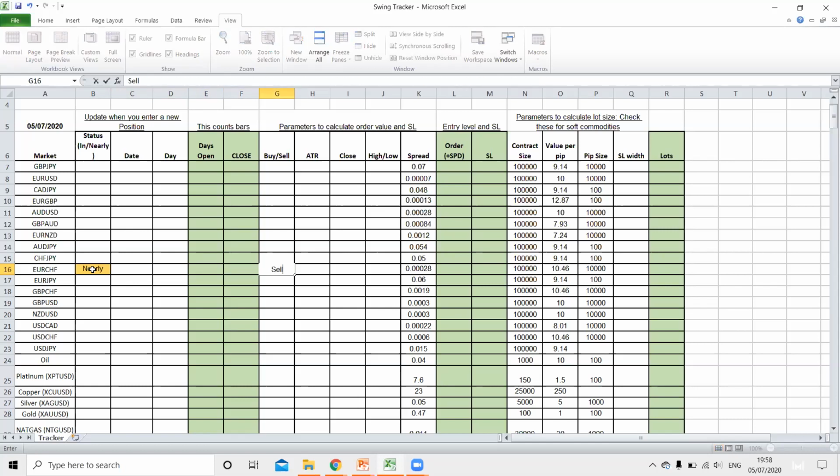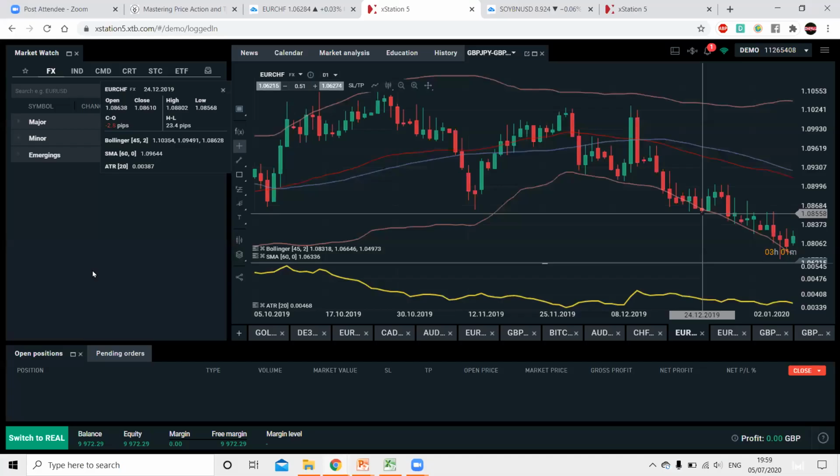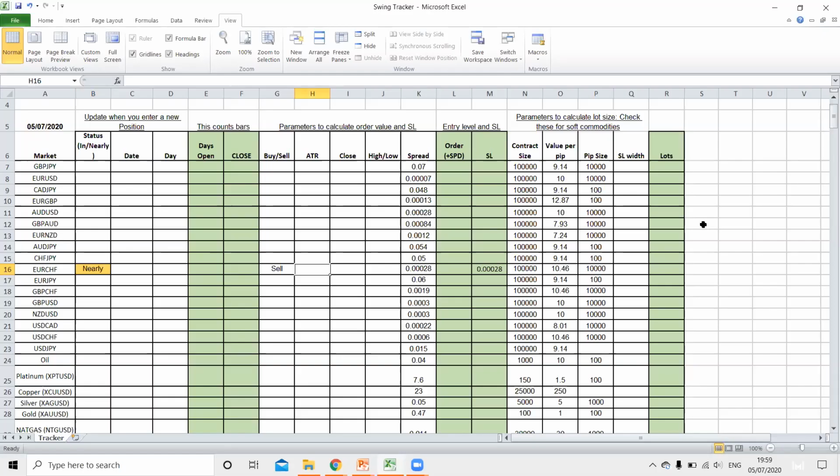So this is a sell position. What's my ATR? So we go to this day. You see the yellow line at the bottom is the ATR, 20 days. And in the top left, you can see the pop-up box says it's 0.00387.